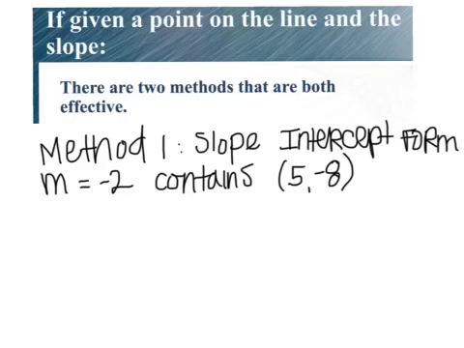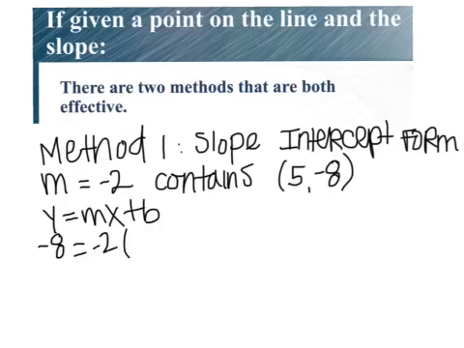If you are given a point on the line and the slope, there are two methods and both are effective. For method 1, you use slope-intercept form. For example, if you have the slope of -2 that contains the point (5, -8), you use the equation y = mx + b. So plug in your y, which is -8, your m, which is -2, and your x, which is 5, and we're going to solve for b. I'm going to simplify. So I have -8 = -10 + b.